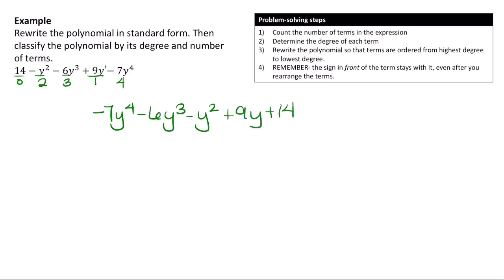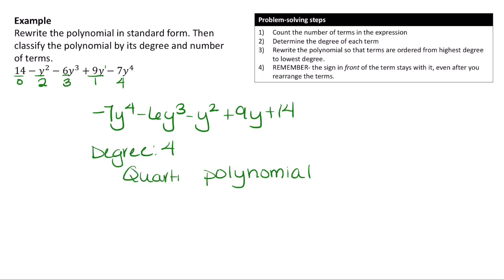Okay, so notice the overall degree is going to be 4, and let's count up how many terms we have. So we have 1, 2, 3, 4, 5. Okay, more than 3 terms is just called a polynomial because poly means many. So we just have many terms. And the degree is 4, so it's going to be quartic. Okay, so this is a quartic polynomial.